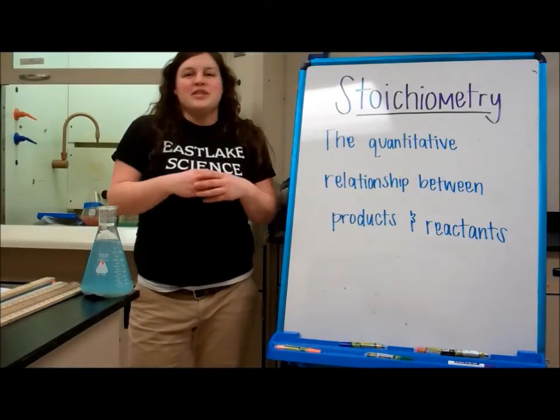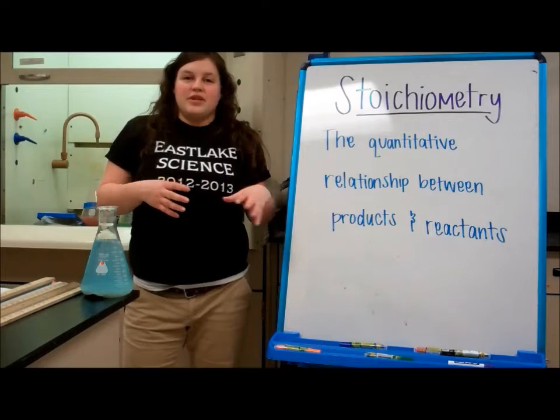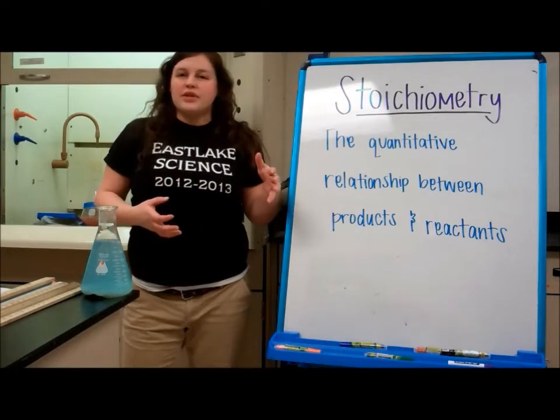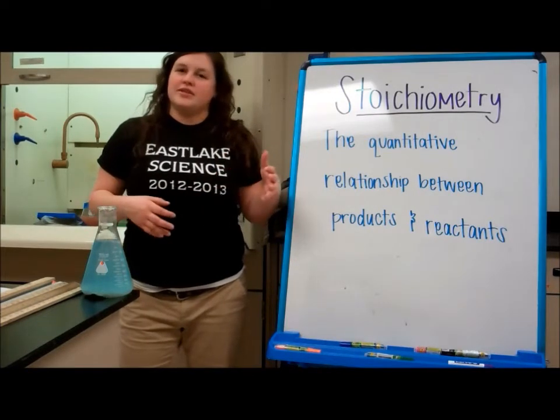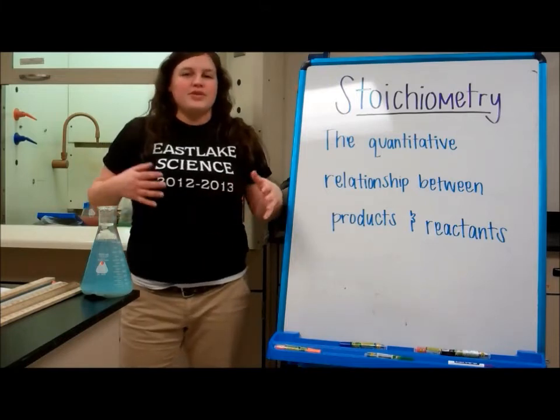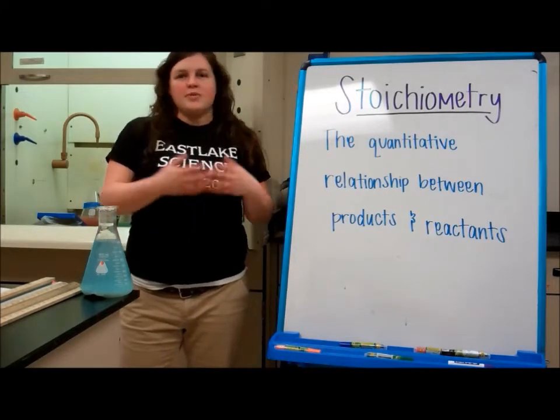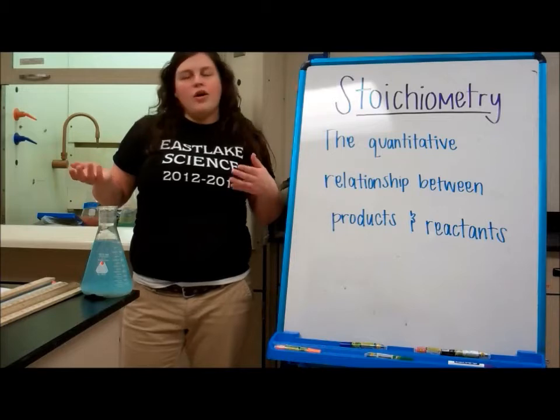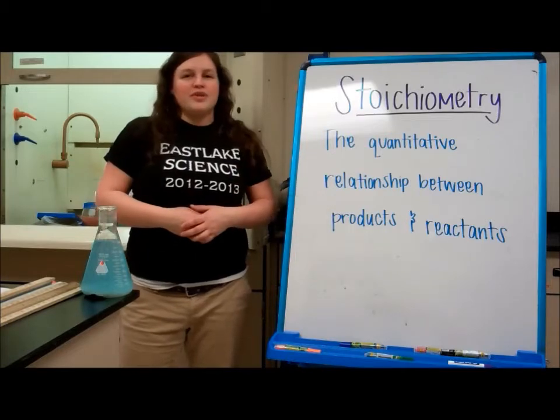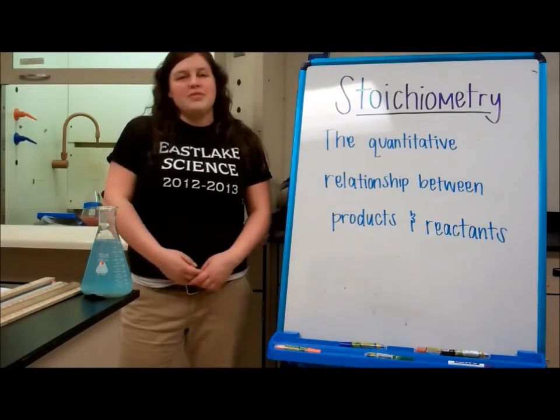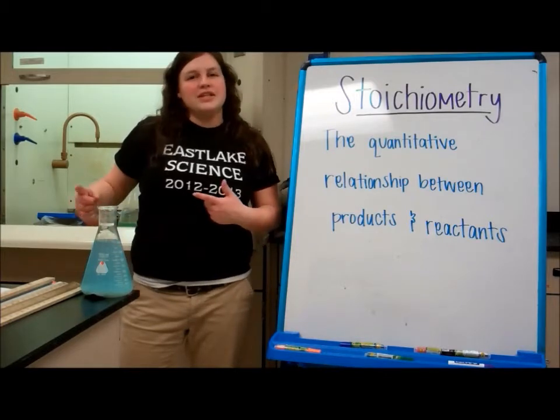Hey kids! Today we're going to start talking about stoichiometry. Stoichiometry is the quantitative relationship between your products and your reactants. In other words, if you know how much of your reactants you put in, you should be able to tell me how much of your products come out. Or, on the other side, if you know how much of your product you want, you should be able to tell me how much of your reactant you need to put in to get that.